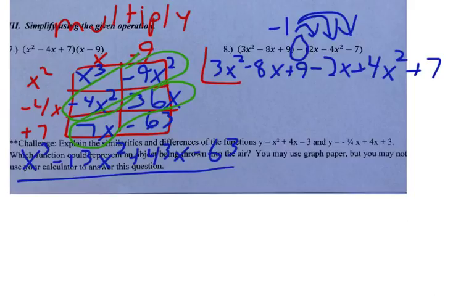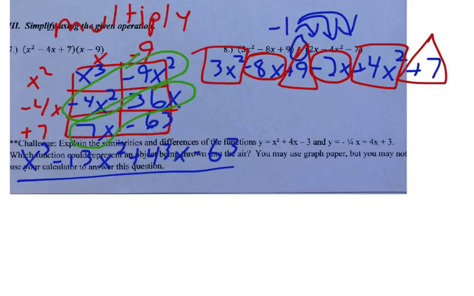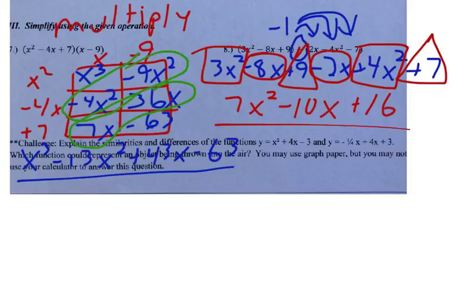Now I'm going to box and circle my like terms, so 3x squared and plus 4x squared. I'm going to circle the negative 8x, and that's going to be grouped with the negative 2x. And I'll put a triangle around the plus 9 and a triangle around the plus 7. So I get 3x squared plus 4x squared is 7x squared. Negative 8x minus 2x is negative 10x. And 9 plus 7 is positive 16. And I'm done. And again, you can mark those off as you go to keep track of them. And as soon as they're all marked off, you know you are complete.